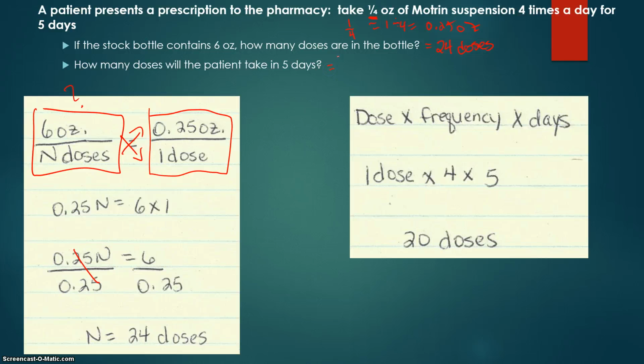Now this one is, how many doses will the patient take in 5 days? For that, we would do dose times frequency times days. We just plug our numbers into this equation. So we have a single dose, times the frequency, meaning how many times a day, which is 4, and we got that from our problem up there. And times the number of days. The patient is taking it for 5 days, so we put 5. 1 times 4 times 5 equals 20 doses. So our answer is 20 doses.